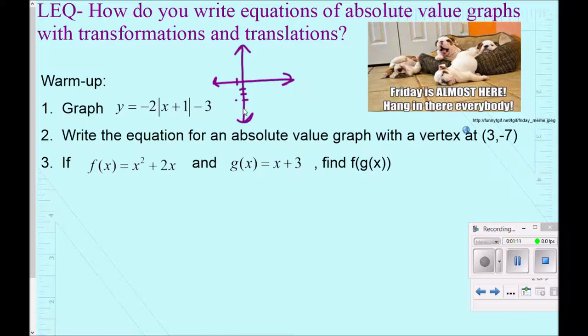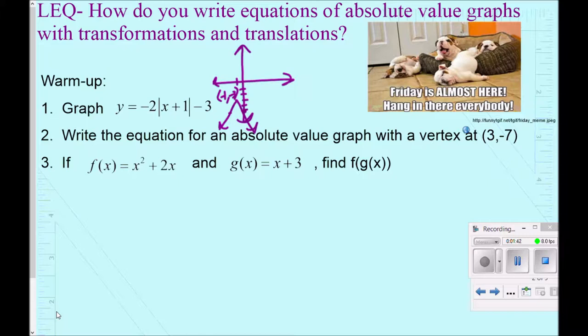From that point, down 2 and to the right 1, and down 2 and to the left 1, takes us right there. Okay, and then the vertex there is -1, -3. So that's our graph, which has been vertically stretched and has a negative orientation, and vertex at -1, -3.